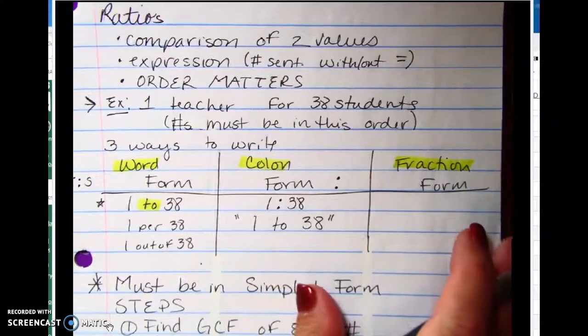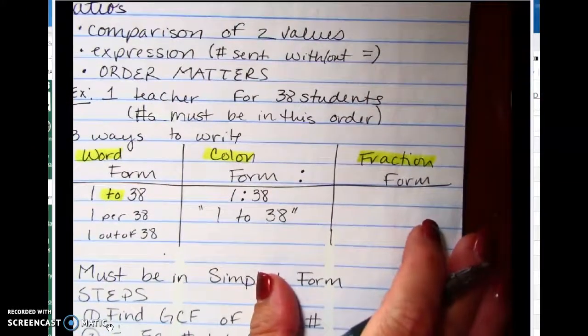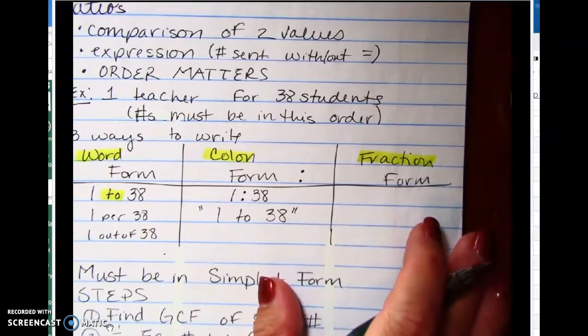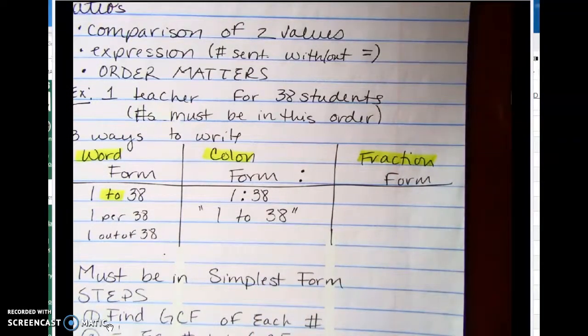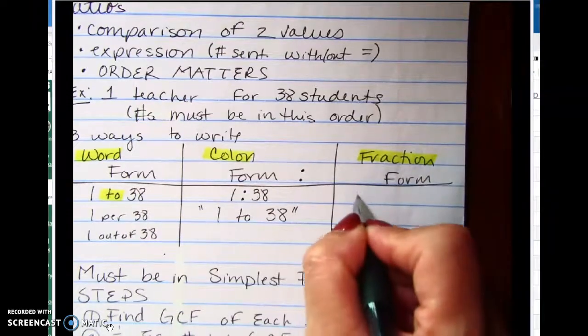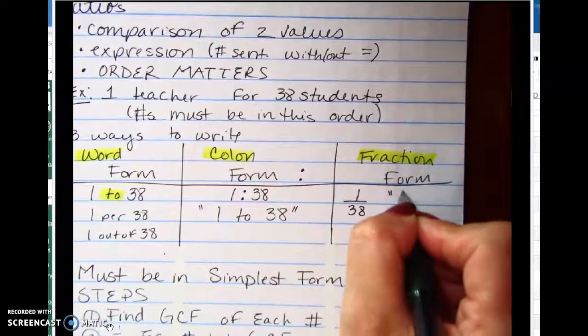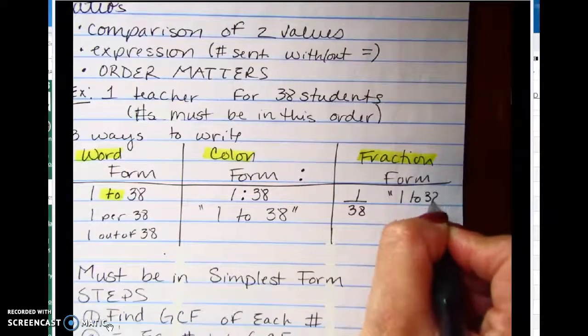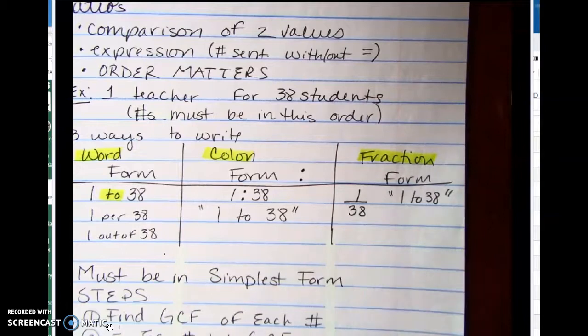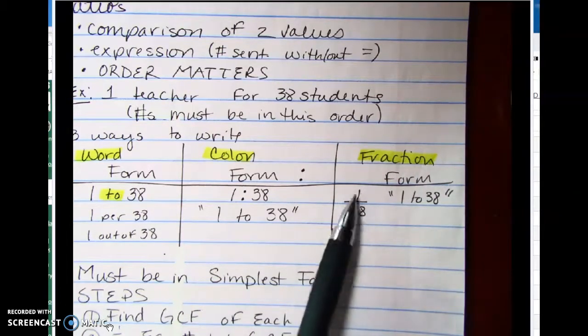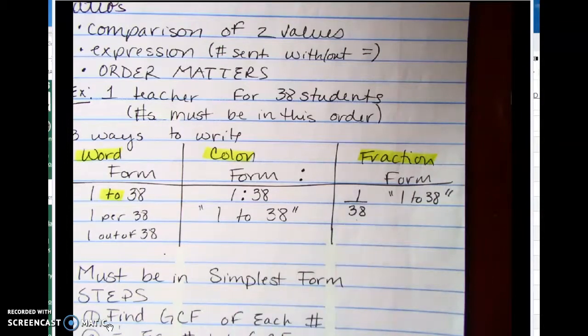Now here's the fraction form, and this is what your homework is written in. So for fraction form, it looks just like a fraction, 1 to 38. And again, we say 1 to 38. We do not say 1/38. Although it looks like a fraction, a ratio is comparing these two numbers. It's not creating a number out of it, but it is comparing each of these to each other.